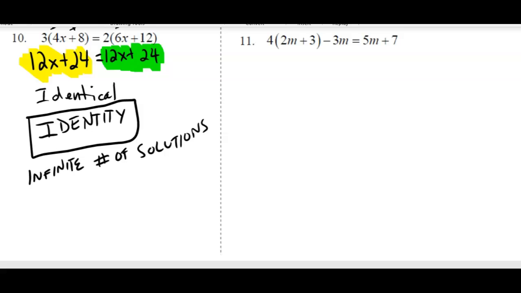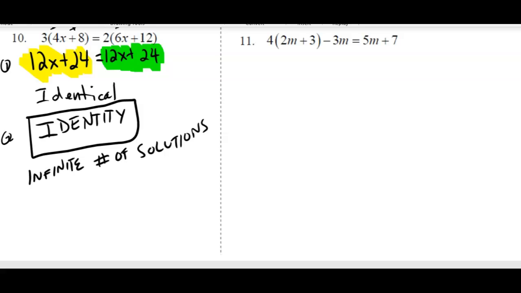Okay, so any number I pick up here, and you could try it if you wanted. If I put in 3, 12 times 3 is 36, and 24 is 60, and obviously if I put 3 in over here, I'm going to get 60, and 60 equals 60. So any number you pick over here would work. Again, you just have to show me this and then write this.